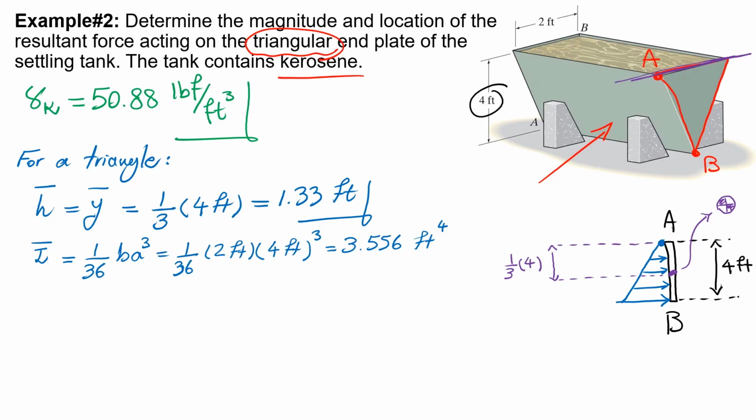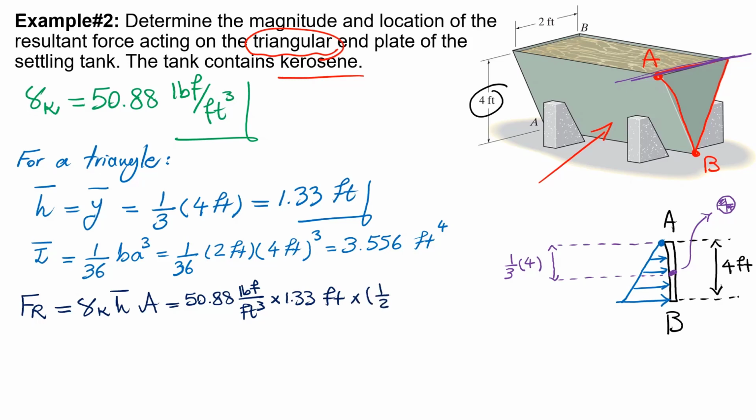Now that we have written all of these, we can simply calculate Fr, or the resultant force, to be gamma of kerosene times H bar times A. That would be 50.88 pounds force per cubic feet, times H bar, 1.33 feet, times the area of the triangle, which is simply half of 2 times 4. So Fr, if you put all the numbers together, would be 271 pounds force.